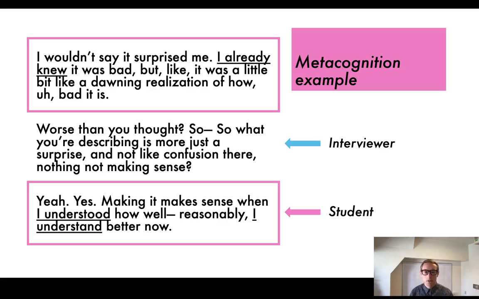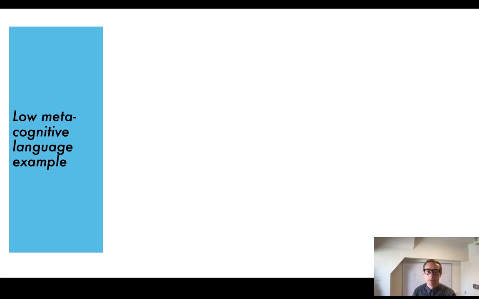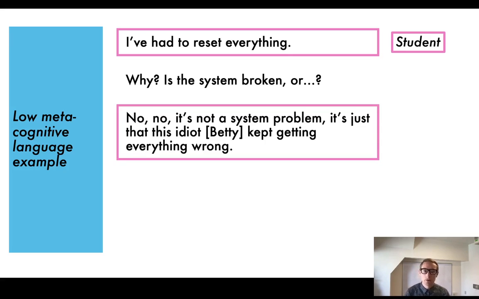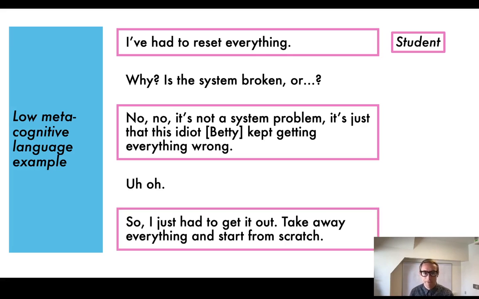So they're talking again about their understanding, about their awareness of their own thought processes. In contrast, another example from a student is somebody who says, "I've had to reset everything," and the teacher tries to prompt them for more information, or the interviewer rather, and they say, "No, it's not a system problem, it's just that this idiot," talking about Betty, the virtual agent, "kept getting everything wrong." An interview follows up, and the student talks about the process that they used for trying to resolve this problem.